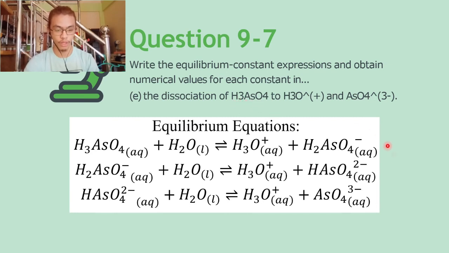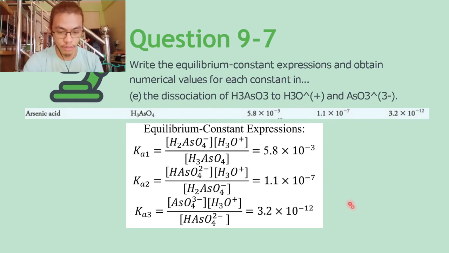Since from arsenic acid to the arsenate we have a loss of 3 hydrogen ions, we have 3 equilibrium equations. First, H3AsO4 plus water dissociates into hydronium ions and H2AsO4 minus, and that will dissociate again when dissolved in water, which becomes hydronium ions and HAsO4 2 minus, which then dissociates again when dissolved in water, which produces hydronium ions and finally the arsenate ions that we need.